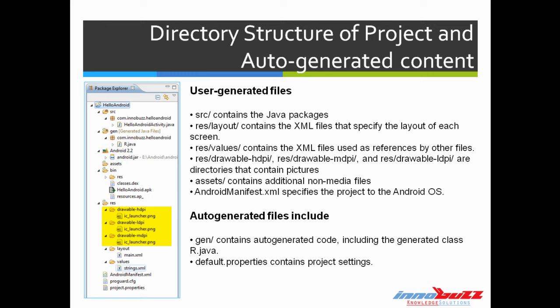Resource/drawable-hdpi, drawable-mdpi, drawable-ldpi. These are directories that contain pictures that are used inside the application. Assets. This folder contains additional non-media files. AndroidManifest.xml file. This file specifies the project to the Android OS. Auto-generated files. These files include the gen folder, which contains the auto-generated code, including the generated class R.java. This cannot be altered and it is auto-generated. Default.properties file. This contains the project settings.